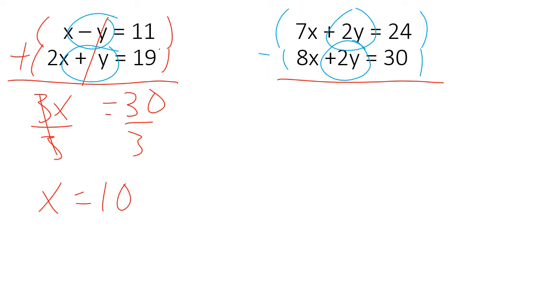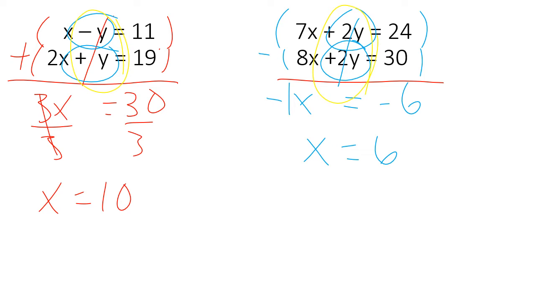So 7x minus 8x is going to be negative 1x. 2y minus 2y is going to be 0, and then 24 minus 30 is going to be negative 6, making x positive 6. We can plug that back in and solve for y. So we learned that as long as we have in one of the variables the same coefficient, this one being 1 or negative 1, so I guess it's not the same coefficient, but the same coefficient with opposite signs we can add, and then here we have the same coefficient and we can subtract.